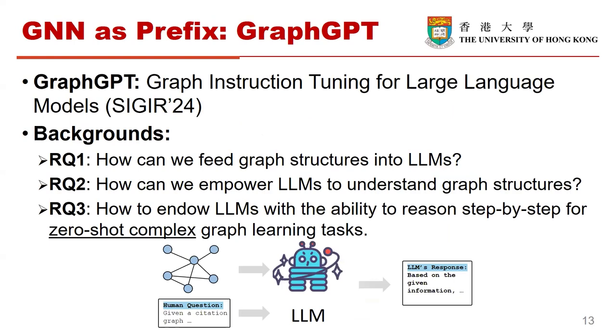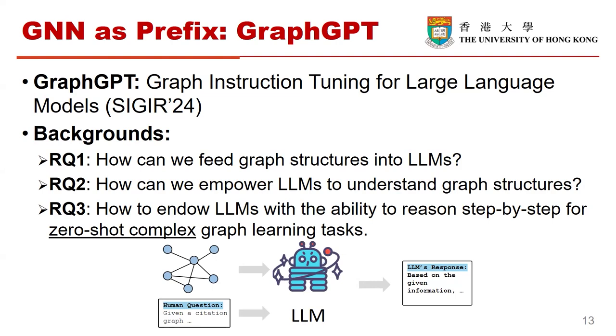The first paper I'd like to talk about is GraphGPT, which was recently accepted by SIGIR 2024. Effectively combining LLMs with graph learning as a predictor poses some non-trivial challenges, which are shown in the slides. The first challenge is how we feed graph structure into the LLM, in which format, natural language or another format. The second research question is how we can empower the LLM to understand graph structures.